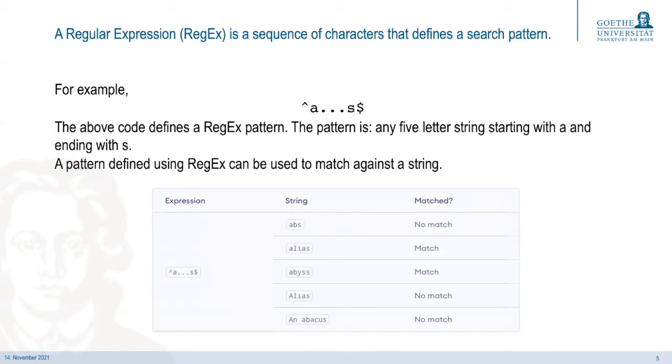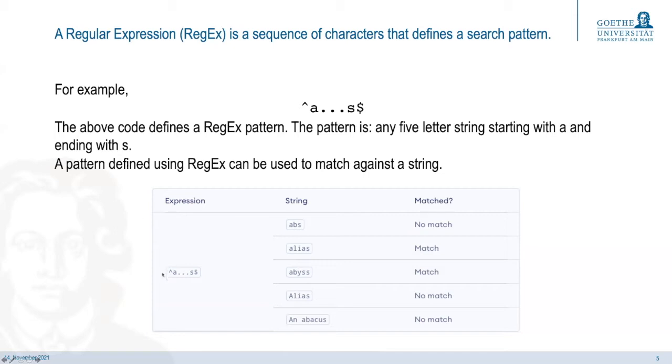A regular expression is a sequence of characters that define a search pattern. For example, we have this code here, which could result unintelligible for someone who doesn't know regular expressions, but this presentation is about that precisely, to get to know this regular expression. So this pattern defines any 5-letter string starting with a letter A and ending with an F.